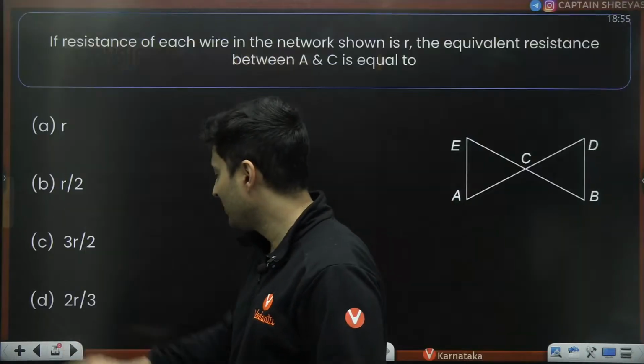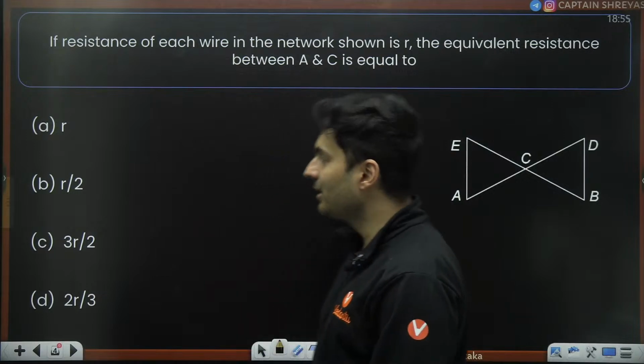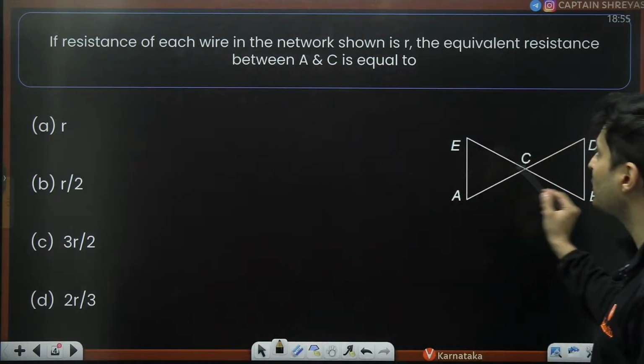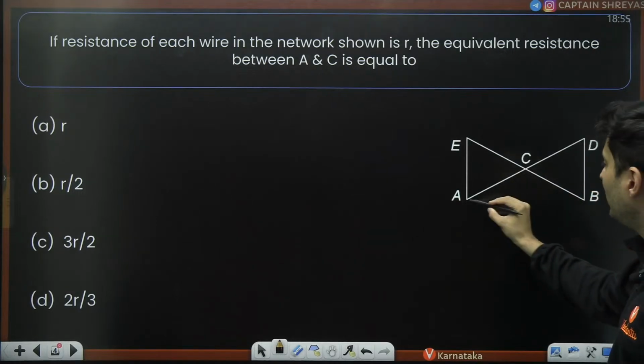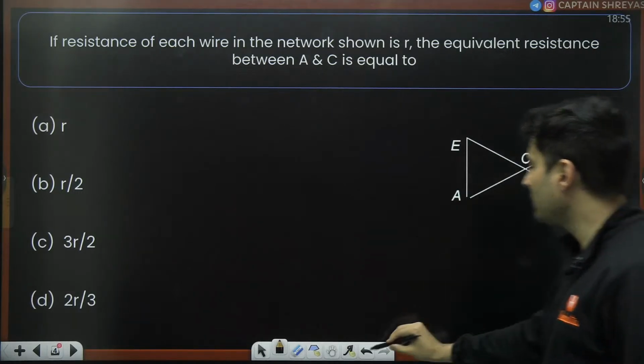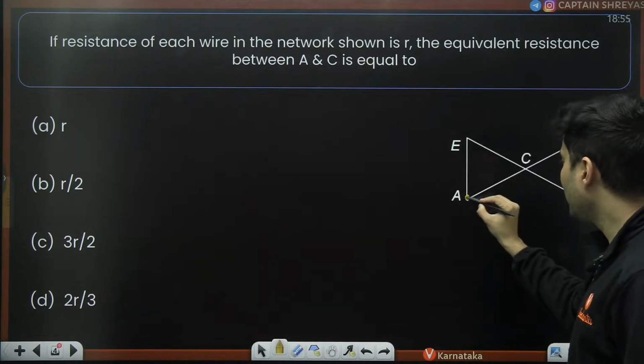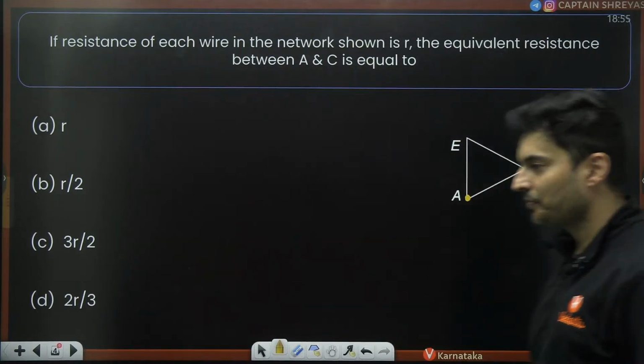All right, here comes the first question on your screen, and here it is. If the resistance of each wire is shown as R, then the equivalent resistance between the point A and C is how much? Between the point A and C is how much?